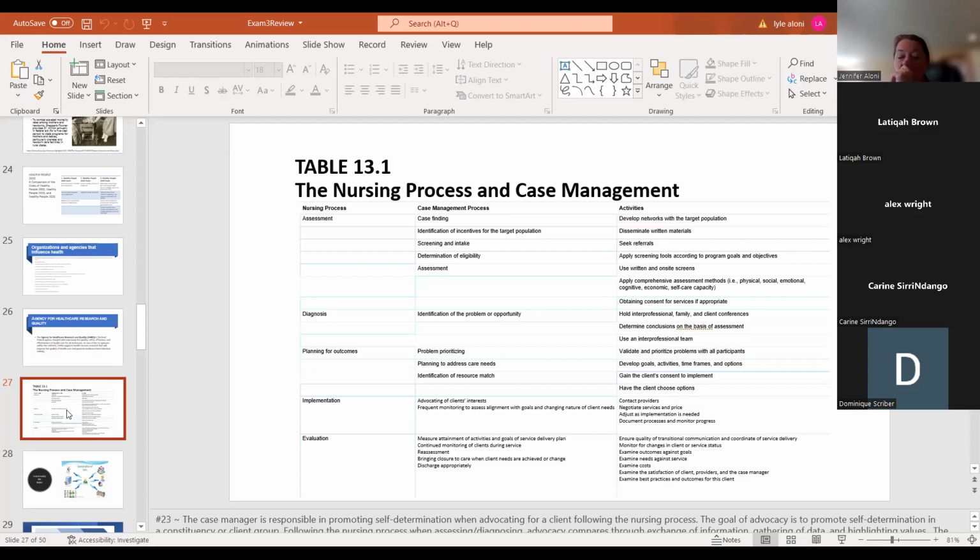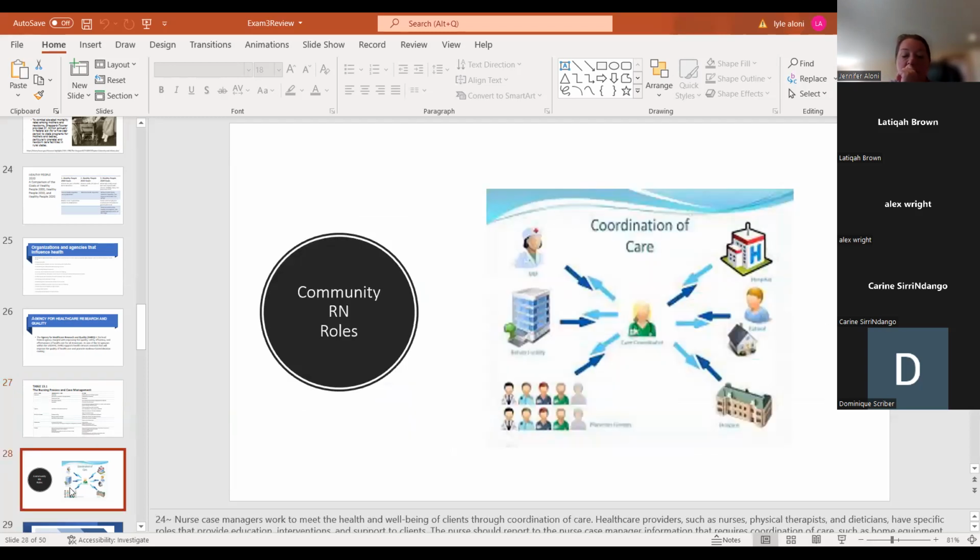Oh, ma'am. Okay, thank you. All right, when we look at nurse case managers, we're working to coordinate care, meet the health and well-being of clients. Healthcare providers have specific roles that provide education, intervention, and support to clients. The nurse should report to the nurse case manager if there's any coordination that needs to be done.